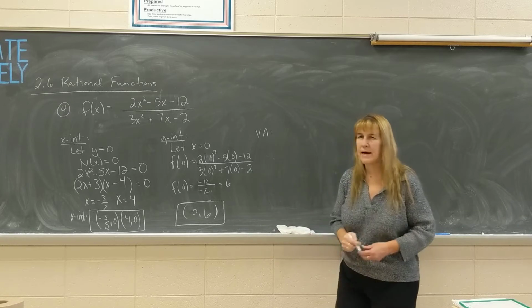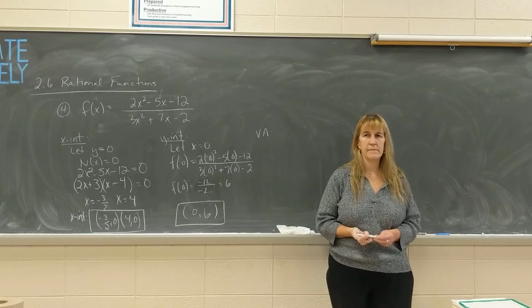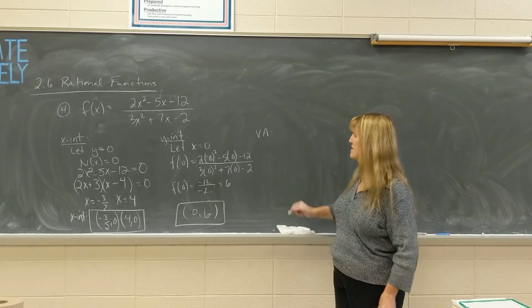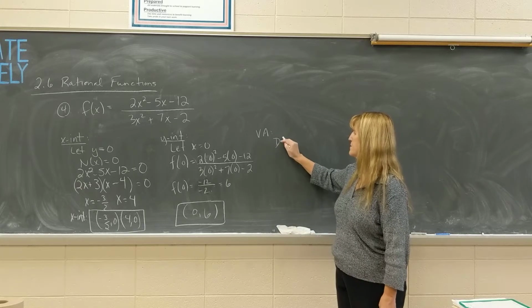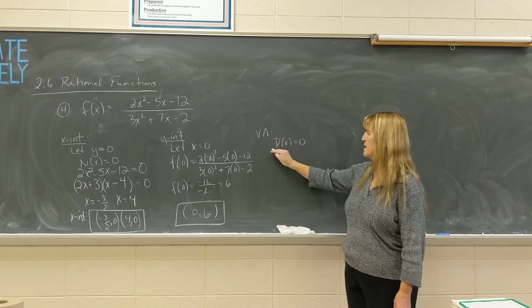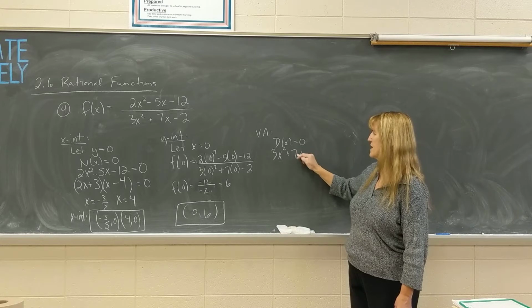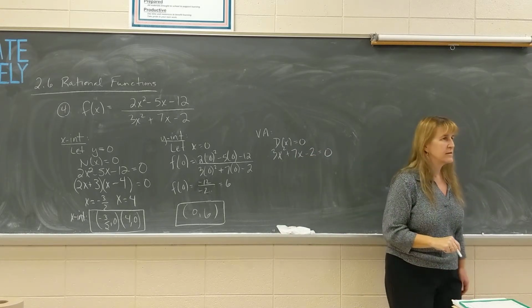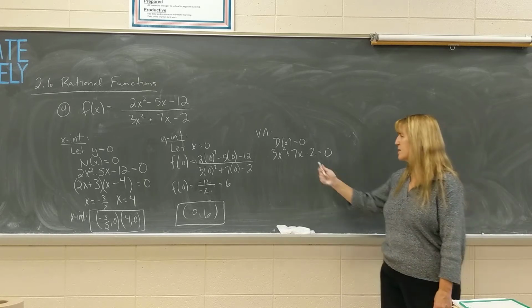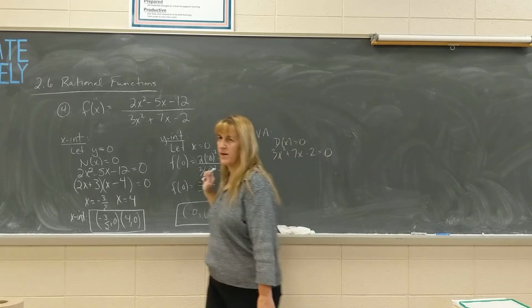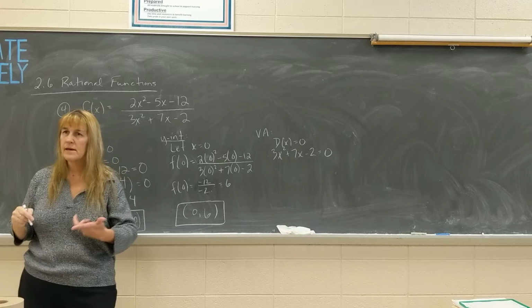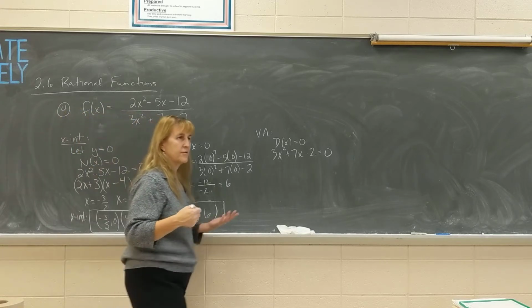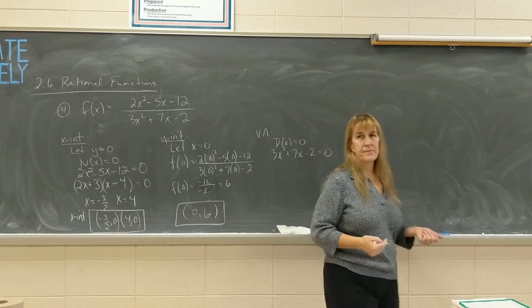What else do I need now? My vertical asymptote. How do I find my vertical asymptote? Set the denominator equal to 0. 3x squared plus 7x minus 2 is equal to 0. And this is what makes the question hard to do. If I had put a plus 2 there, you'd be able to solve this by factoring. However, I didn't. So therefore, you have to use what?